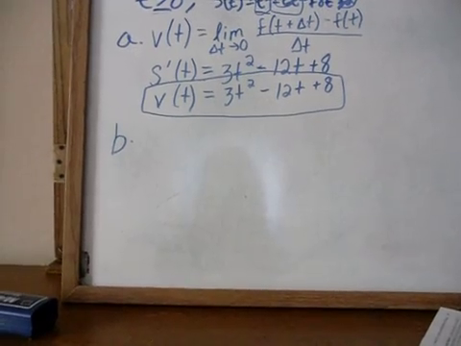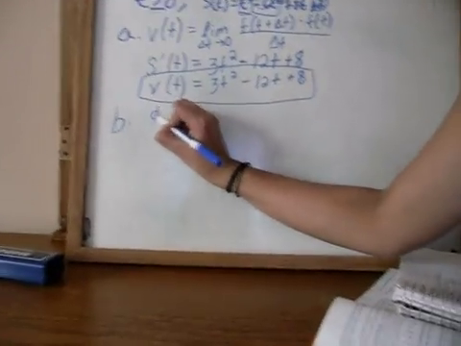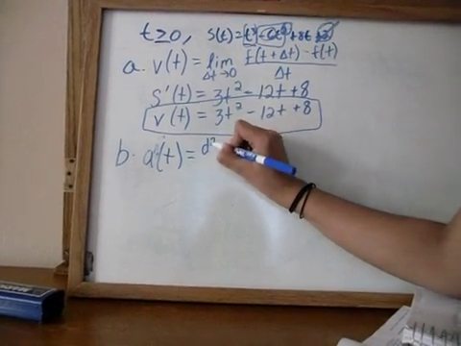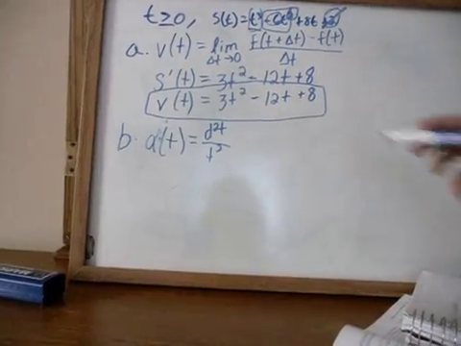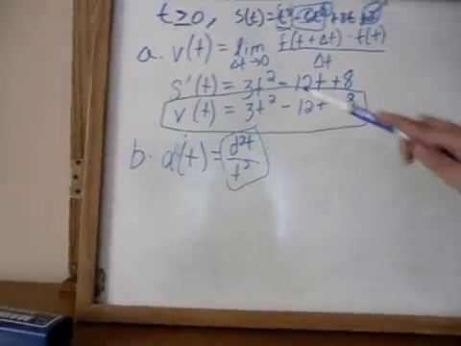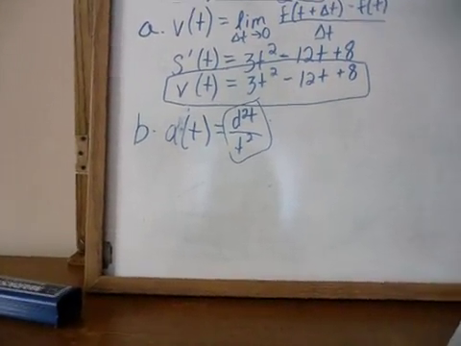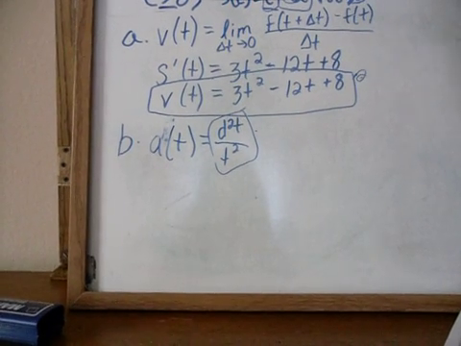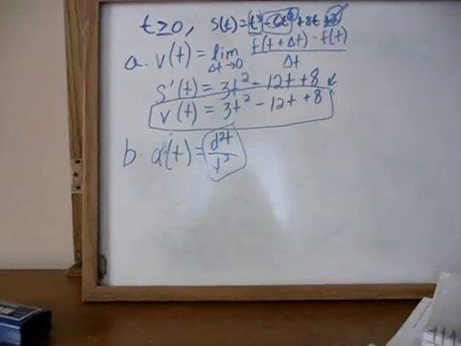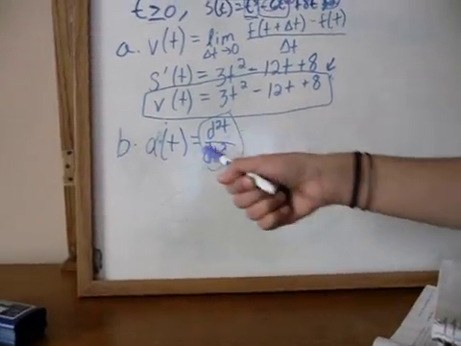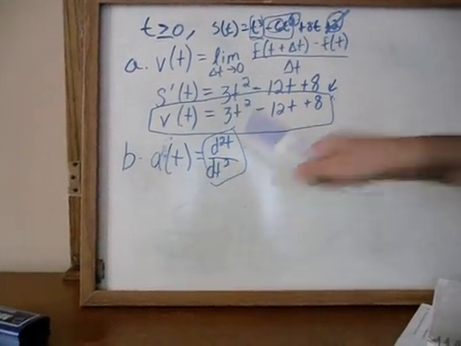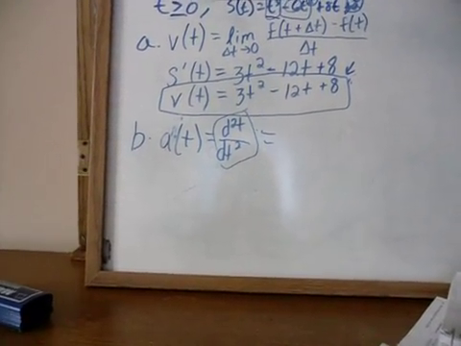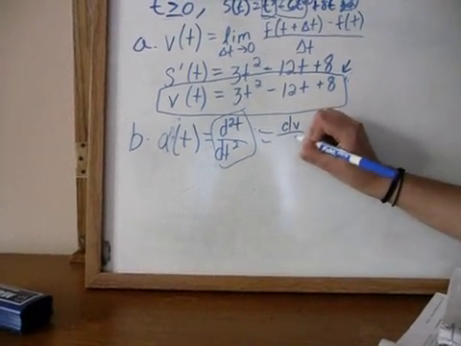Now acceleration is given by the equation a of t equals d squared s over dt squared. Now what does this mean? This means that we're finding the second derivative of the position equation. So we have already found the first derivative, so we need to find the derivative of this equation right here. Sorry for my little mistake here. There's a dt squared. D squared s over dt squared, which is also equal to dv over dt.